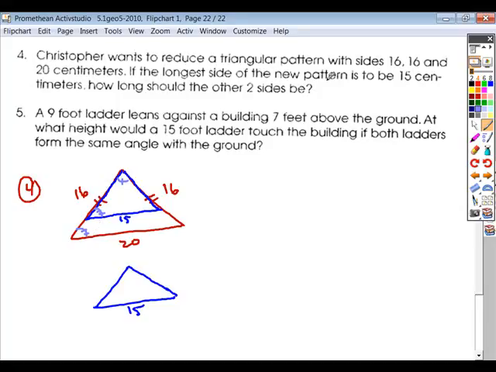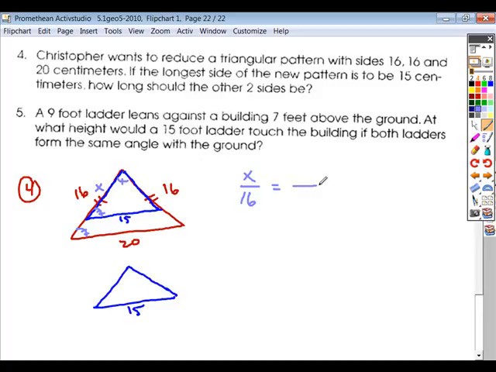Well, we want to find what the length of the other two sides are. So let's call that length x. When you set up your ratio of sides, your proportion, again, I would suggest you start with your unknown. So x is the equal-sided length of the smaller triangle. It corresponds to the equal-sided length of the larger triangle, which is given as 16.